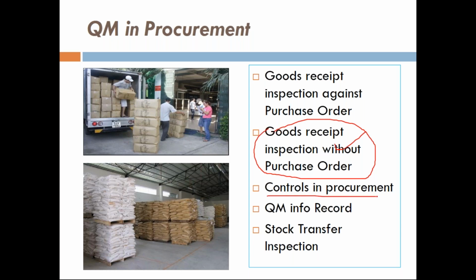Then controls in procurement. Suppose after a certain period a supplier is not giving good quality material. As a QM person, you have to block that vendor so that the purchasing department cannot procure the material from that supplier. We will discuss that kind of control. Then stock transfer inspection. Let's say in a company they move stocks from one plant to another plant, or one storage location to another. How to do quality inspection at that time, all those things we will discuss.